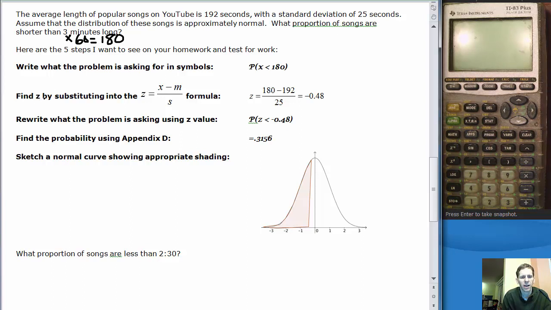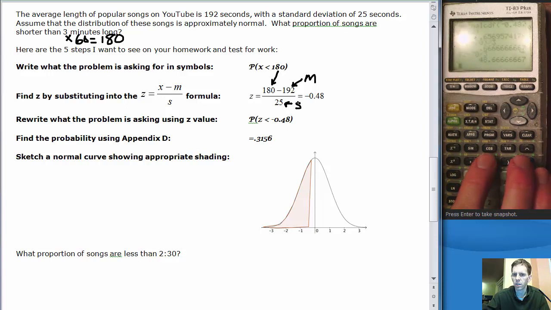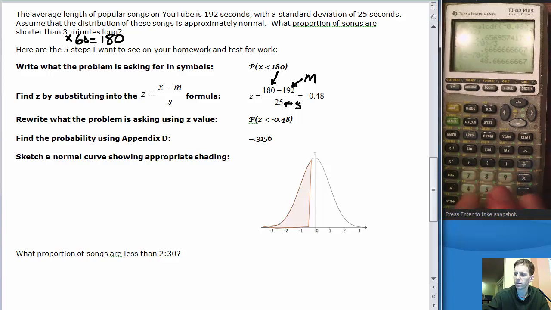Second step is we're going to find the standardized score, this z-score, by substituting into the z equals x minus m over s formula. Here, this number that we wrote down will always be in the first position. The 192 is your mean. This is also the average that was quoted in the problem, 192 seconds. Standard deviation goes on the bottom, that's 25. And when you crunch this out, you get negative 0.48. We can again verify this on your calculator. Just make sure that when you type this in your calculator, you put the numerator in parentheses.